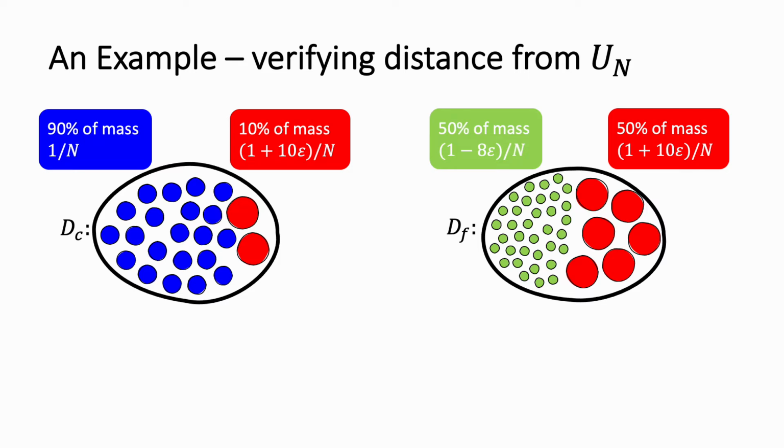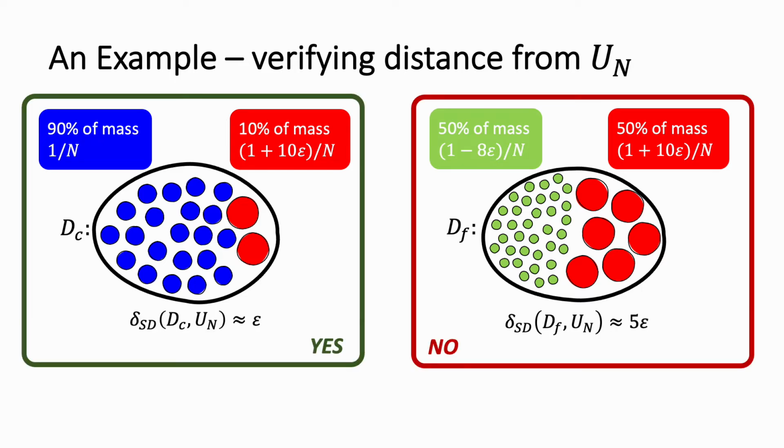DF consists of distributions with their mass split equally between elements with probability (1 - 8 epsilon) over n, represented in green, and again, elements with probability (1 + 10 epsilon) over n, represented in red. Assuming that we have sample access to a distribution D that is promised to come from either DC or DF, we want to distinguish the case that D is in DC, which we consider the yes case, or D is in DF, which we consider the no case. We can think of this problem as distinguishing between distributions close to the uniform distribution over the entire domain n and distributions that are far from it, where the promise is that the sampleable distribution D is from one of these two families.